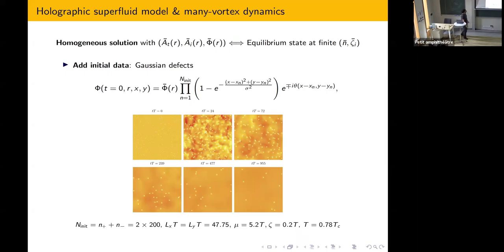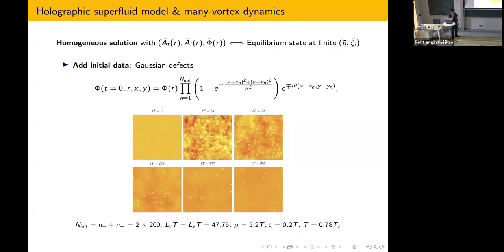We can indeed numerically find a homogeneous solution which has some spatially constant but only radially varying profiles for the fields. And in particular, I take the non-zero fields to be A_t, corresponding to a chemical potential or a charge density, A_i, which corresponds to a background superfluid velocity, and a VEV for the order parameter.